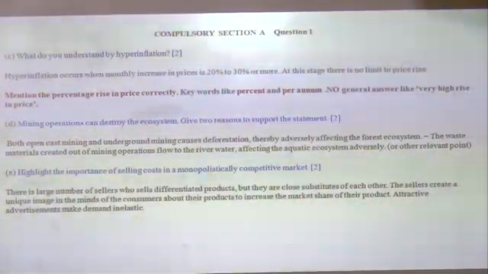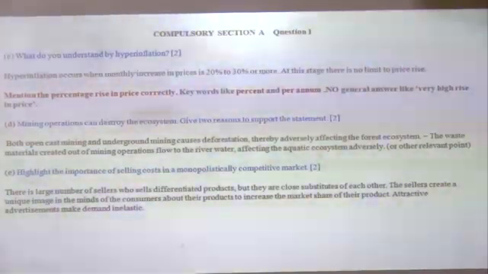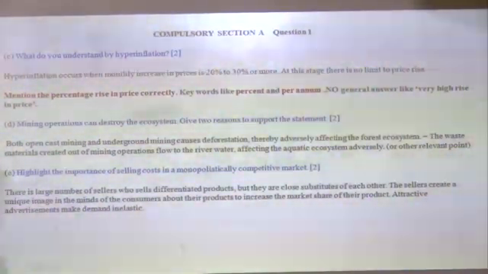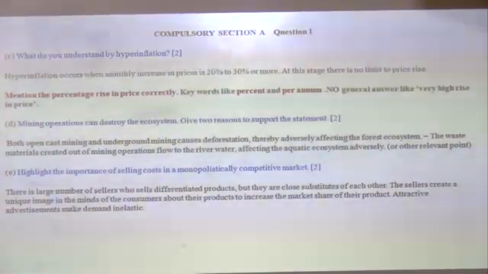forest ecosystem. The waste materials created out of the mining operations flow to the river water. They affect the aquatic ecosystem adversely, or any other relevant point. Most of them could answer this theory, so there is not a problem in this.